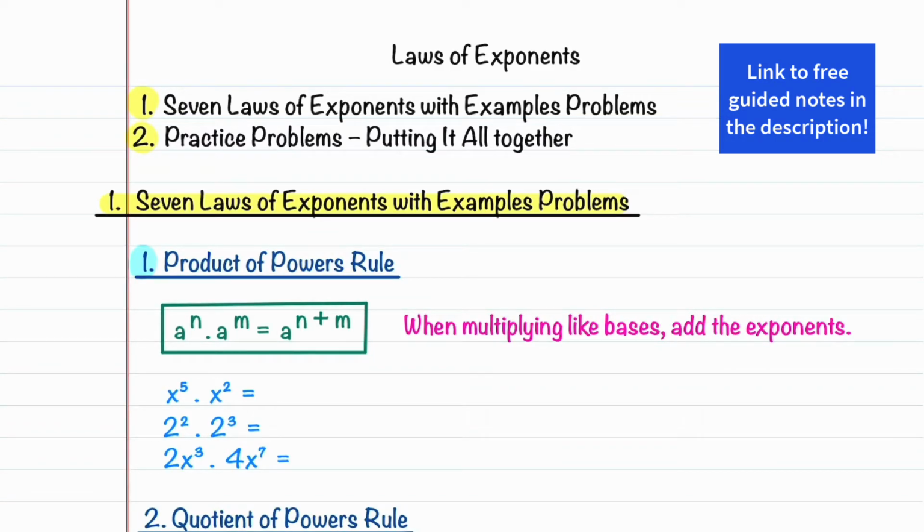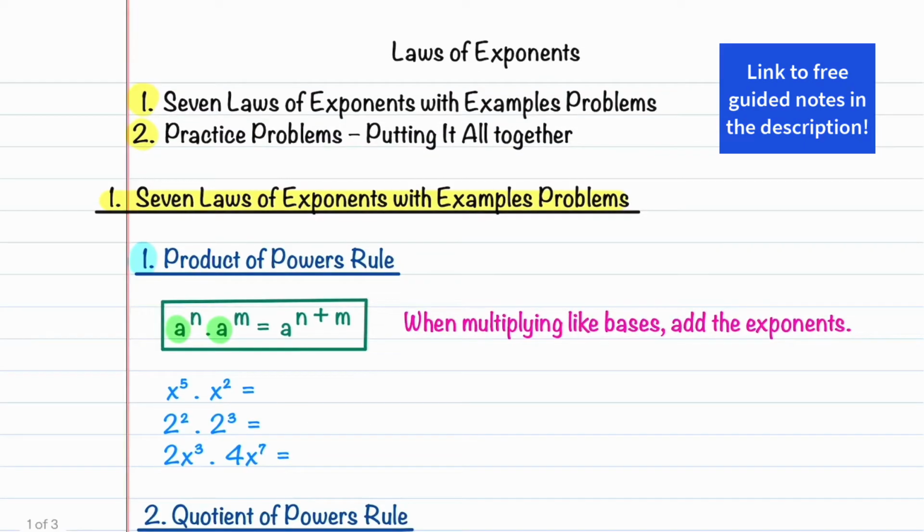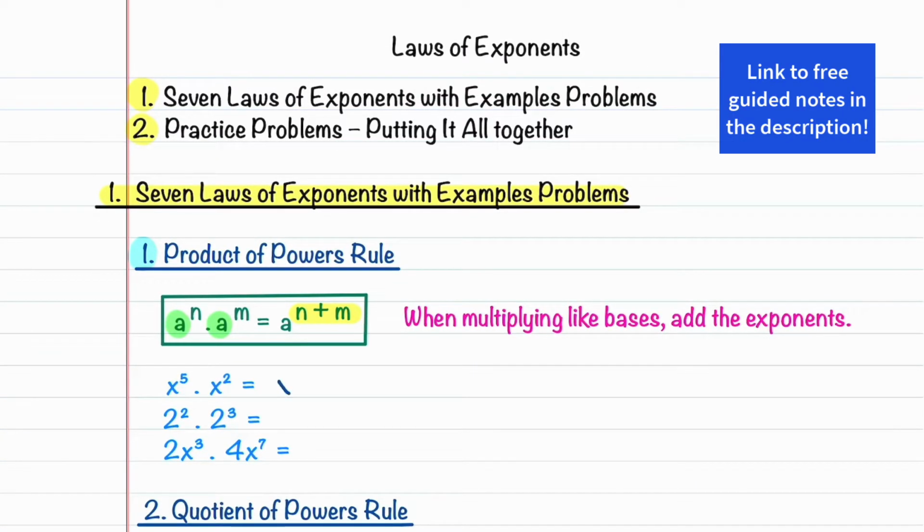This law tells us that when we're multiplying like bases that are each raised to a power, all we need to do is add the exponents. Let's look at some examples to make sure that we understand how this works. In our first example, we have x to the 5th times x squared. They both have the same base, and that base is x. So all we need to do is add the exponents. So we're going to add 5 plus 2, and then we get an answer of x to the 7th.